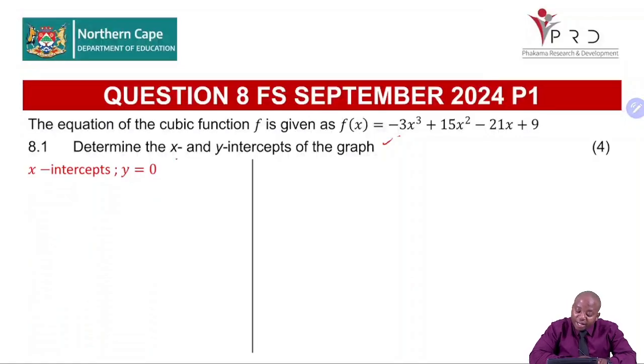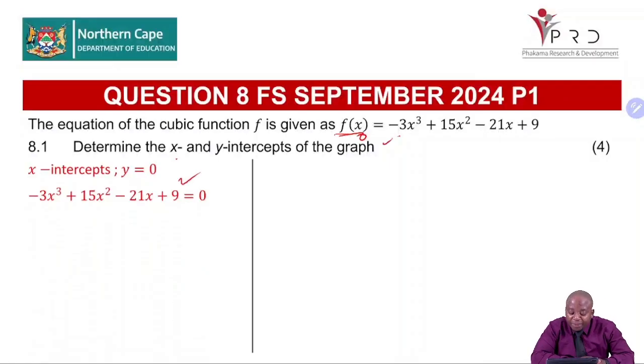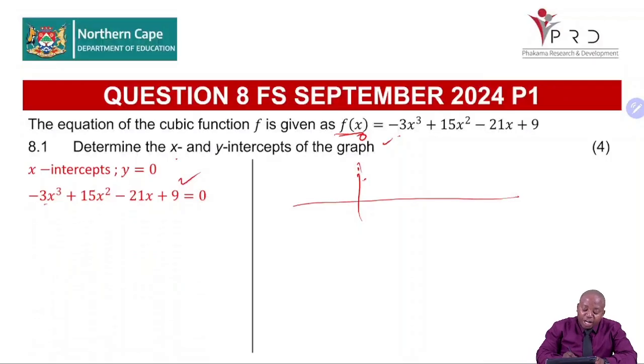For the x-intercept, we're going to let y be 0. From our equation there, we let y be 0. Then we need to factorize a third degree polynomial, and we're going to use our remainder theorem. How are we going to do this one? We are going to check our factor.